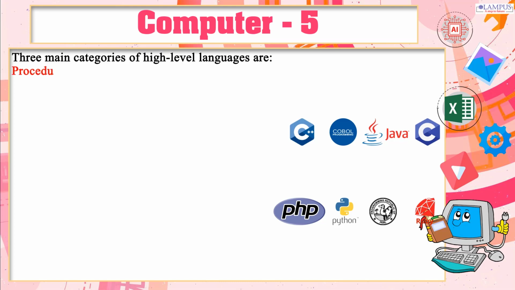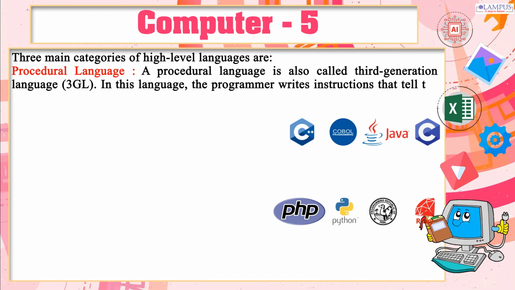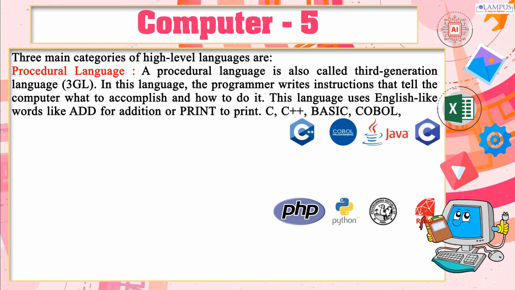A procedural language is also called third-generation language, 3GL. In this language, the programmer writes instructions that tell the computer what to accomplish and how to do it. This language uses English-like words like add for addition or print to print. C, C++, Basic, COBOL, Visual Basic, Java and Fortran are examples of 3GL.